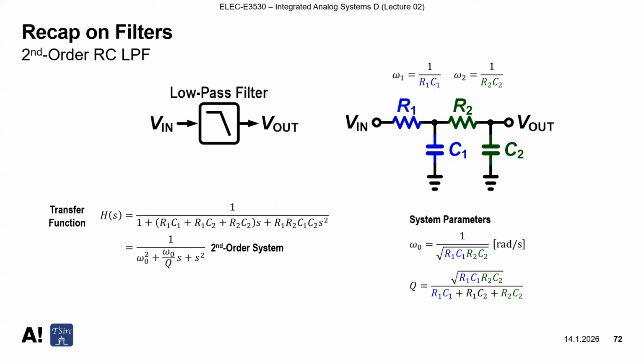Then all of those parameters are included into the omega 0 equation, right? So when we multiply omega 1 and omega 2, and take the square root, we get 1 over the square root of R1C1, R2C2. And for the Q factor, we also have a similar situation, right? Here in the blue part, R1C1, and the green part, R2C2.